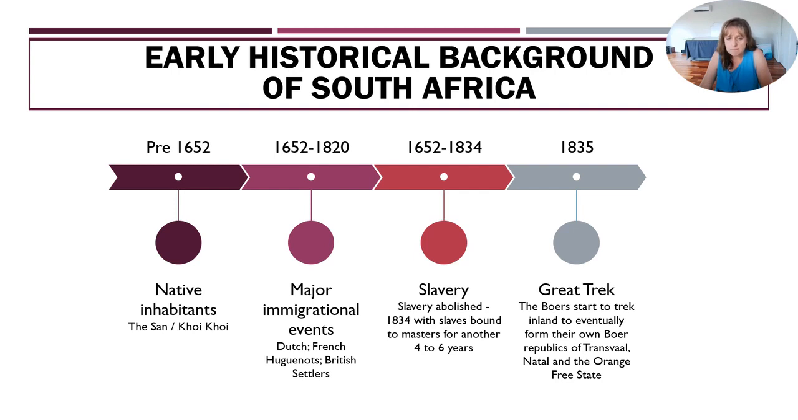The colony was passed back and forth a few times between British and Dutch rule in the period between 1795 and 1806. The Cape then remained in the British Empire until becoming self-governing in 1872.